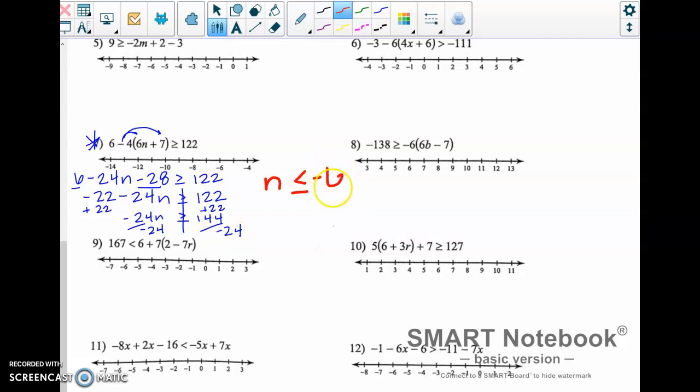So n is less than or equal to -6. As far as graphing that, we would put a circle at -6. We would shade the circle because -6 is a solution, since it's less than or equal to, and less than is everything to the left of -6. So we shade all of those numbers.